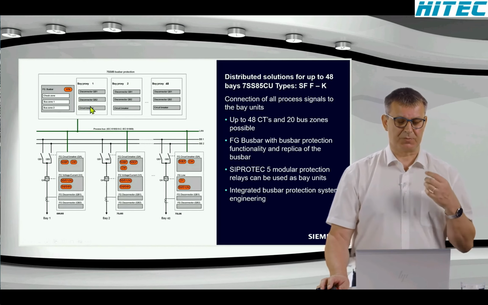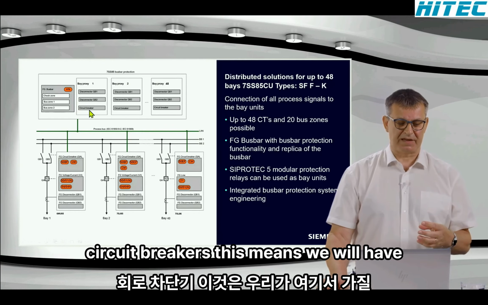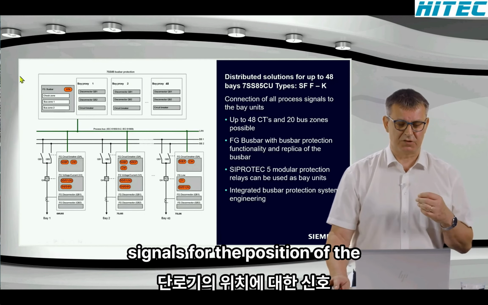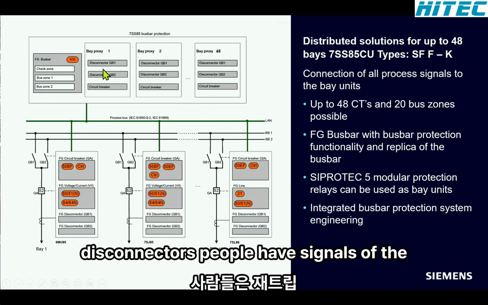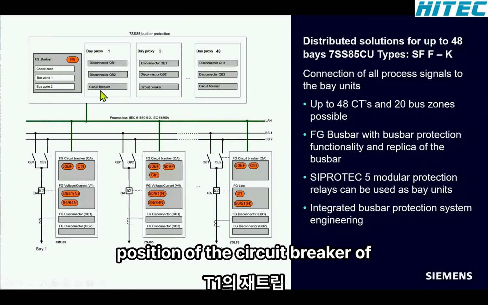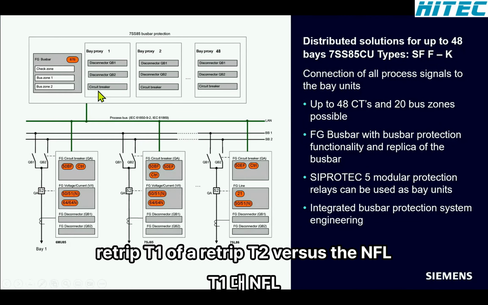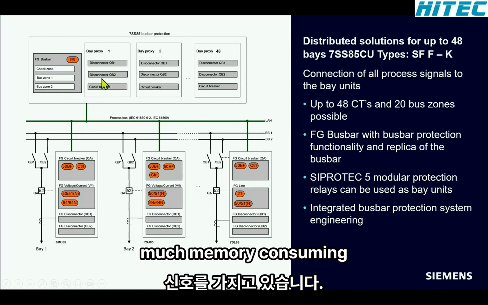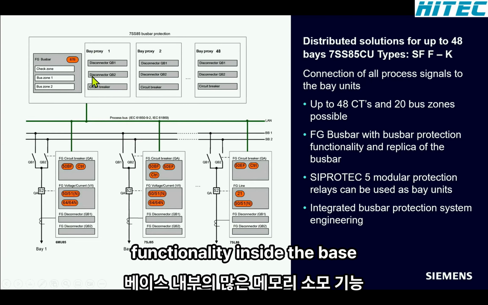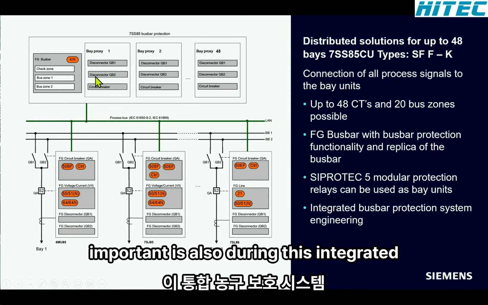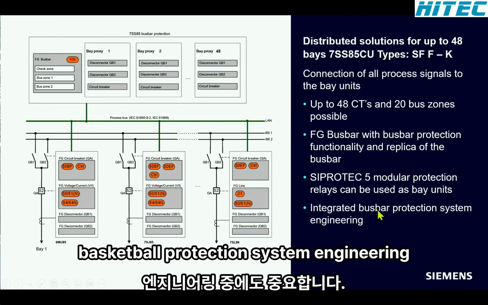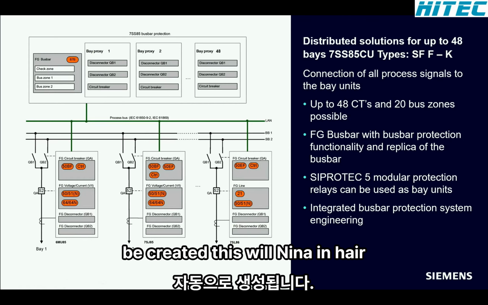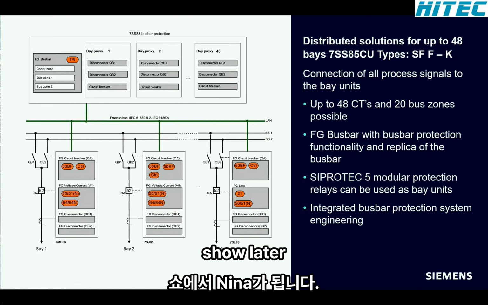proxies for the disconnectors, proxies for the circuit breakers. This means we will have mainly the most important signals. We will have here signals for the position of the disconnectors. We will have signals of the position of the circuit breaker, of a retrip T1, of a retrip T2 versus the end-fault protection. So really much smaller, not so much memory consuming functionality inside the bay. Important is also that during this integrated busbar protection system engineering, all these proxies will be automatically created. This will Nina in her demonstration show later.